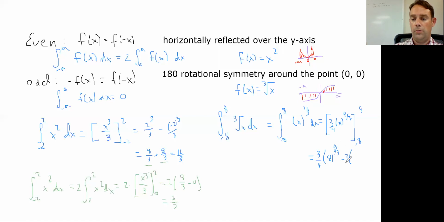3/4 times -8 to the 4/3. When you do the cube root of 8, it's 2, but 2 to the 4th power is 16. So I get 3/4 times 16, minus, for -8, the cube root is -2, but -2 to the 4th power always goes positive, so that's 16. And lo and behold, the odd function does have an area or displacement of 0.